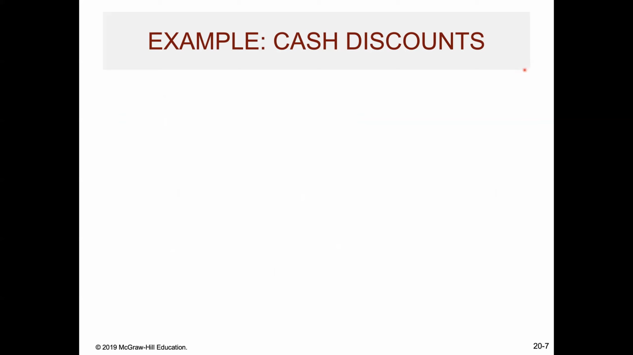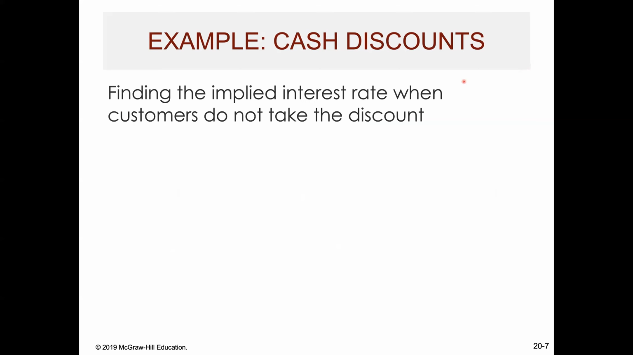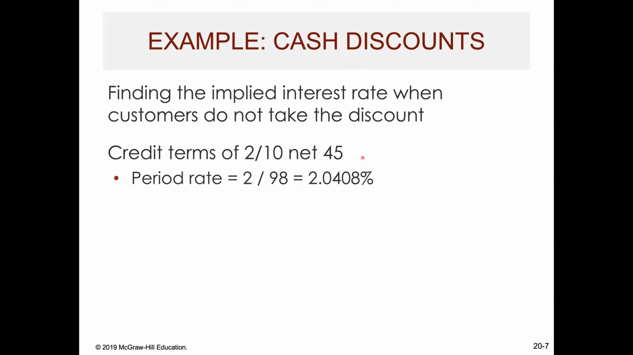So now let's do a quick example on cash discounts. We're going to find the implied interest rate when customers do not take the discount. What is it costing us when we look at the time value of money and the discount that we're being offered? What does it really cost us in the effective annual rate? So the credit terms, again, were 2/10 net 45. So our periodic rate is 2% divided by 98, which gives us 2.0408% as the cost within the period.